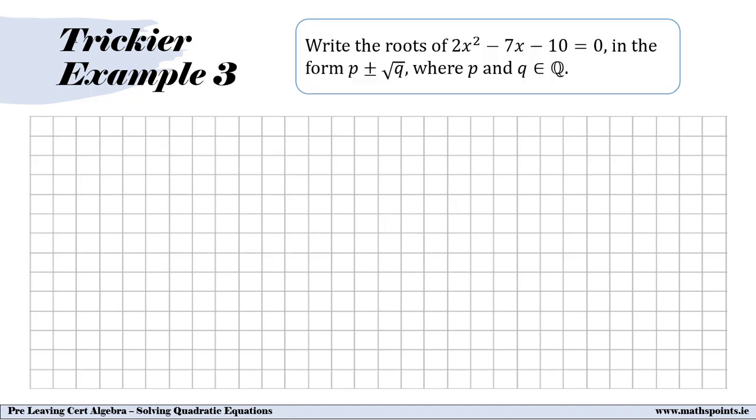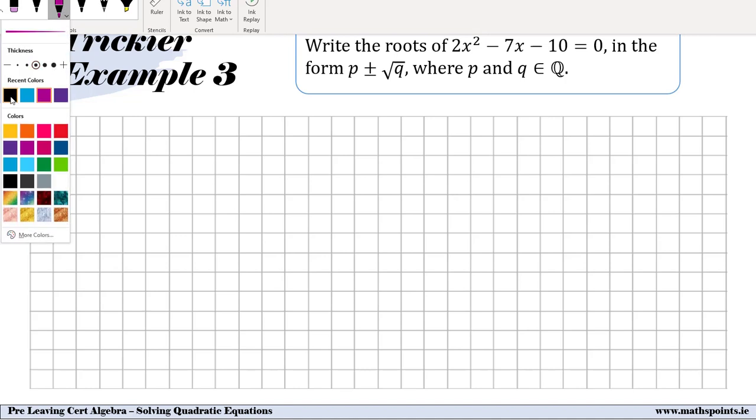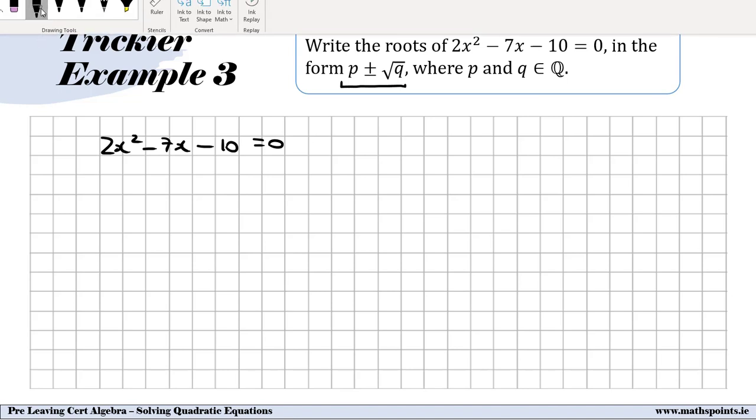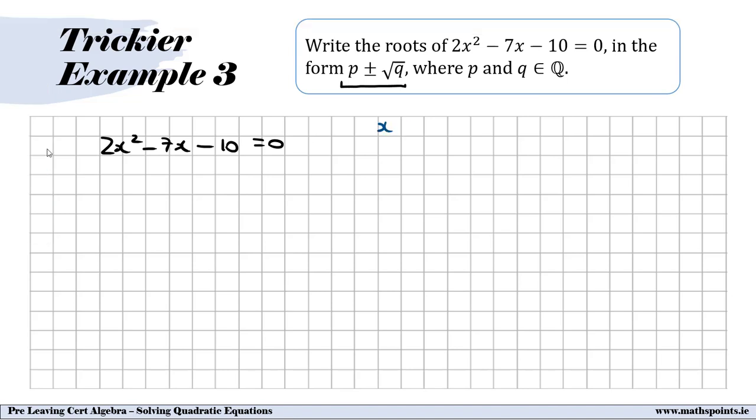Okay, moving on to question 3, I can see that this is a quadratic equation that's going to need the use of the minus b formula. I have 2x squared minus 7x minus 10 equals 0. And because I'm asked to give the answer in the form p plus or minus root q, I know that this is a minus b formula question. So I'm going to write down the minus b formula before I start. The minus b formula is x equals minus b plus or minus the root of b squared minus 4ac, all over 2a.